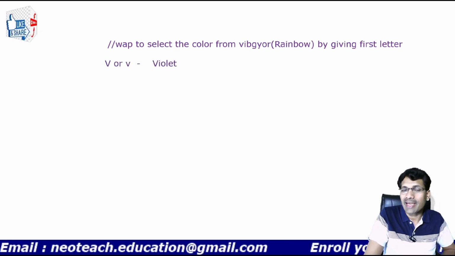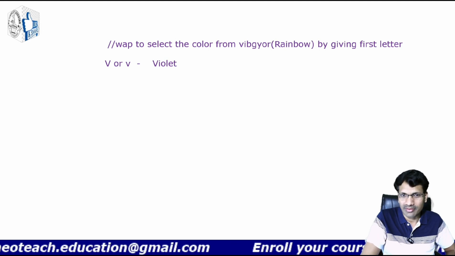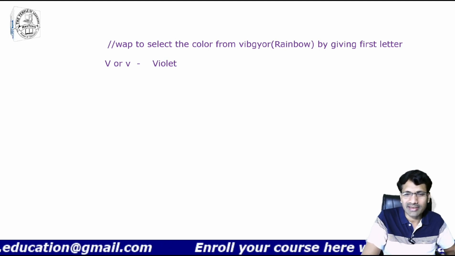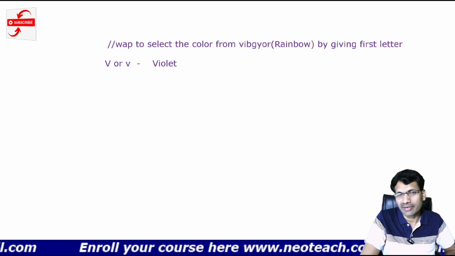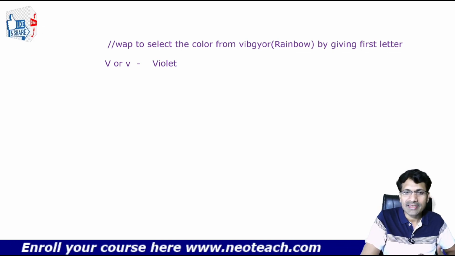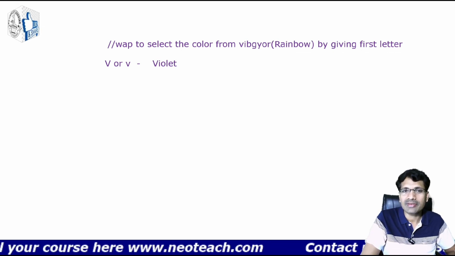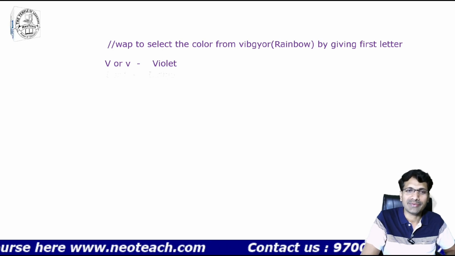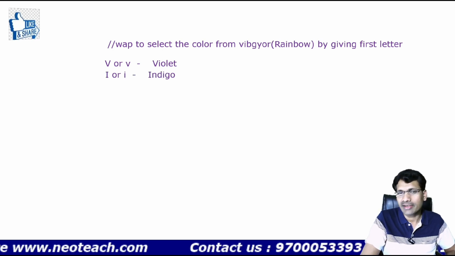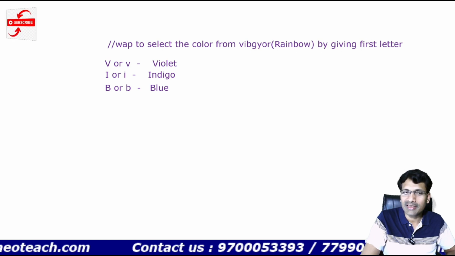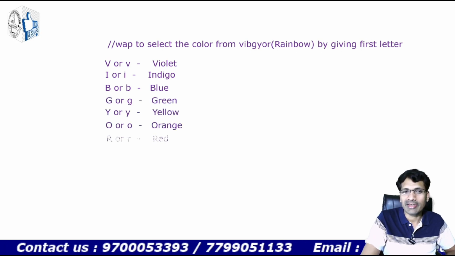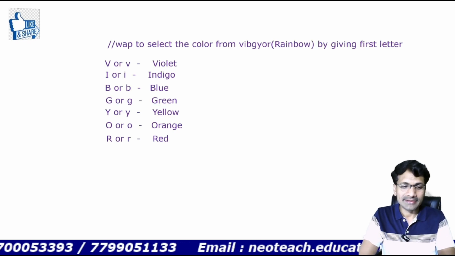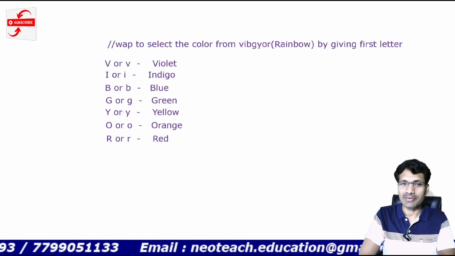Simply, if you give capital V or small v, we don't know what the user will give, so we should make it flexible, either capital V or small v. If the user gives capital V or small v, it should display violet. Like I for indigo, B for blue, and green, yellow, orange and red, like this. So I will show how we will execute this program.